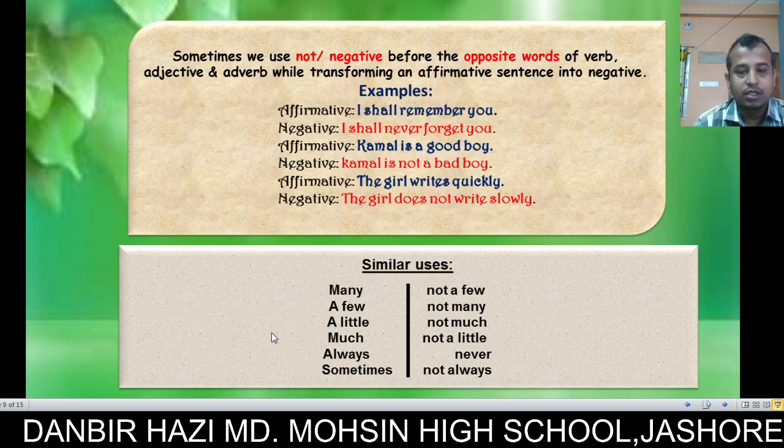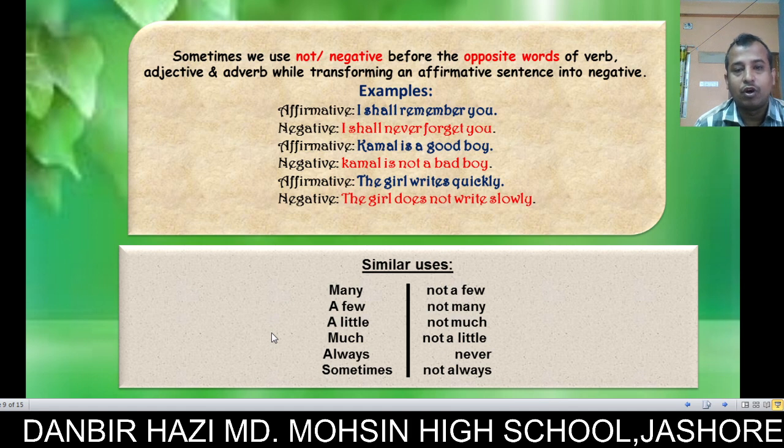My dear students, let's see another rule. Sometimes we use not or negative before the opposite of a verb, adjective or adverb, while transforming an affirmative into negative. We most often do it. We use the opposite form of the verb or adjective or adverb and use no or not, etc. So let's take a few examples. I shall remember you. The negative should be: I shall never forget you.